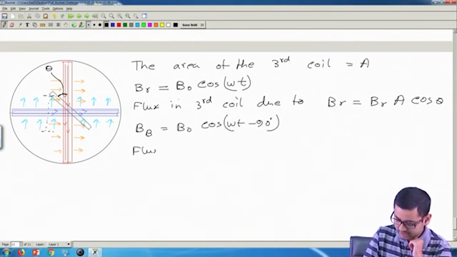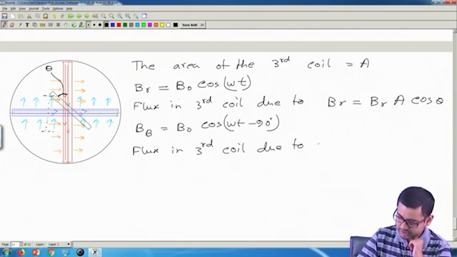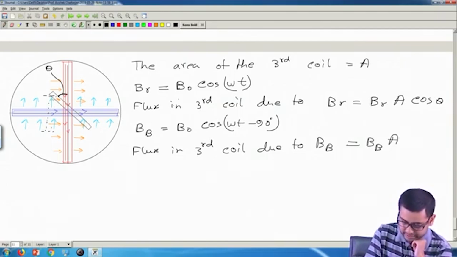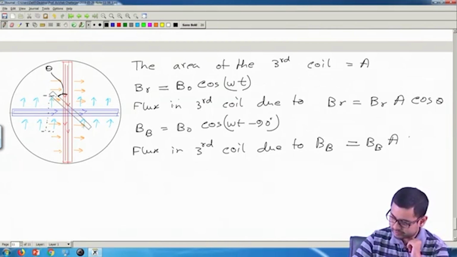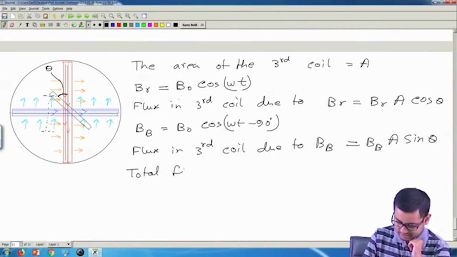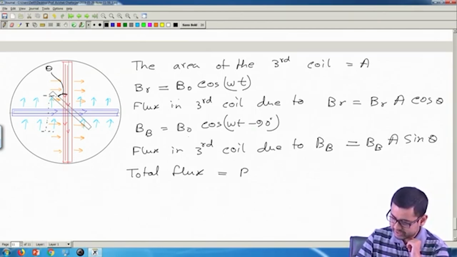So the flux in the third coil due to BB is given as flux density multiplied by the area in the horizontal direction, the horizontal area. So this will be sin theta. Okay, so the total flux in the third coil will be Br A cos theta plus BB A sin theta.